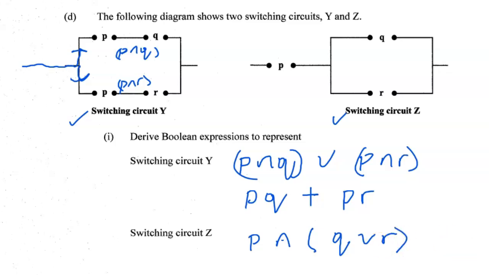So another way to write this expression is P times, bracket to represent that, Q plus R. So and multiplication, or we use a plus sign. So any of these two would work for Z, the same thing, and any of these two would work for Y.